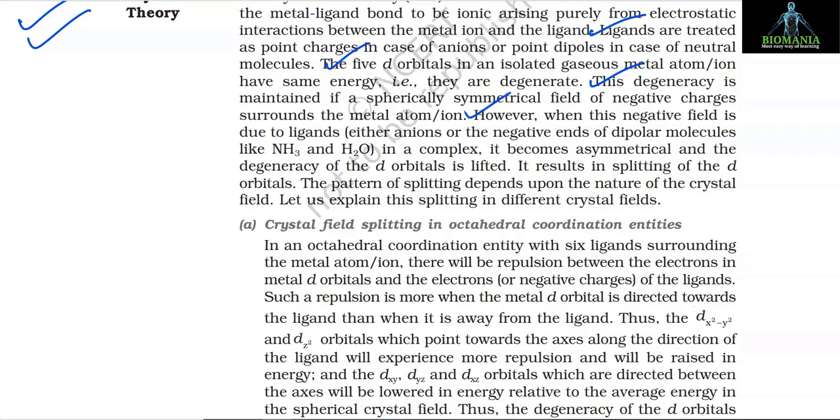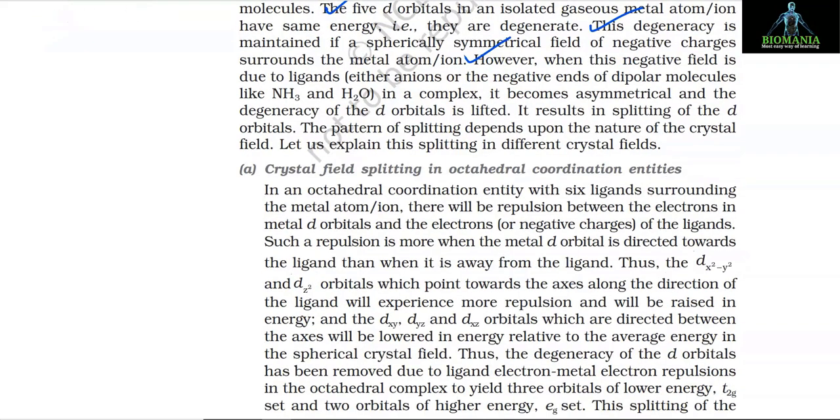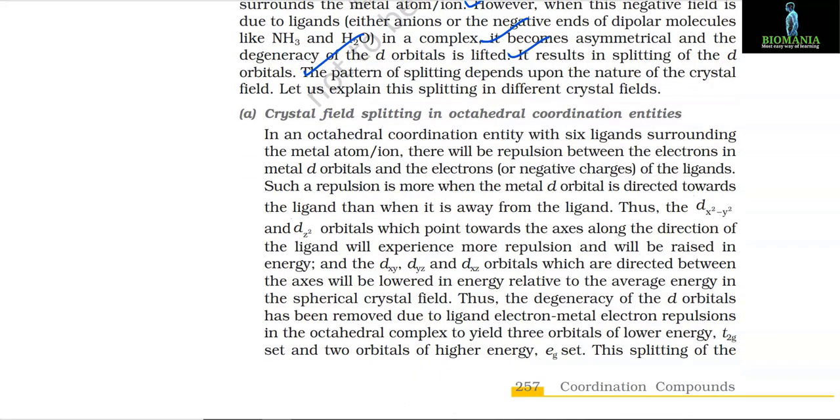However, when the negative field is due to ligands, either anions or the negative ends of the dipolar molecules like NH3 and H2O in a complex, it becomes asymmetrical and the degeneracy of the d orbitals is lifted. It results in splitting of the d orbitals. The pattern of splitting depends upon the nature of the crystal field. Let us explain this splitting in different crystal fields.